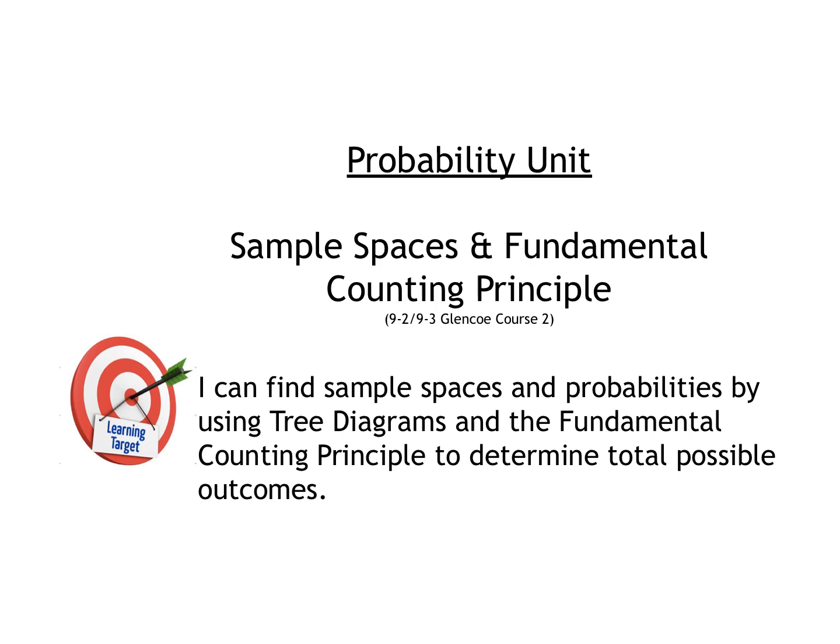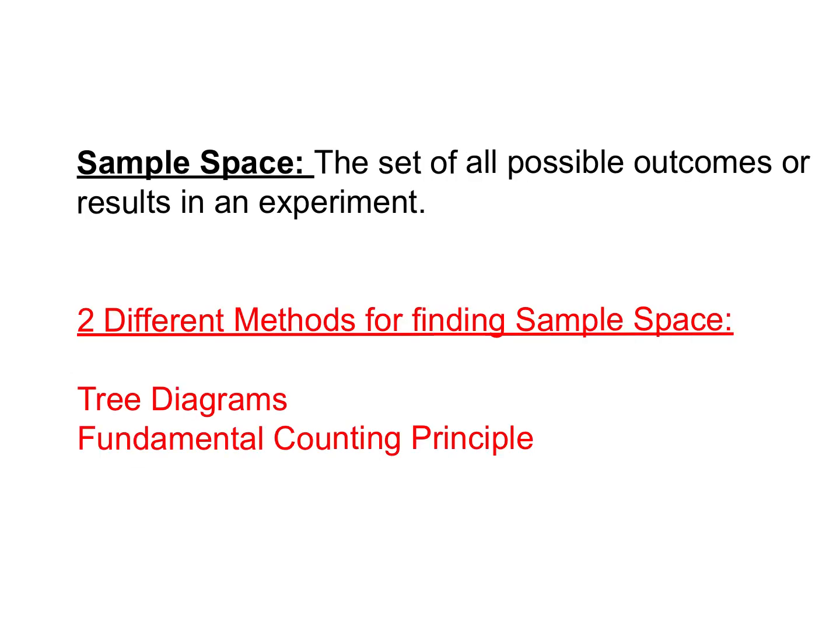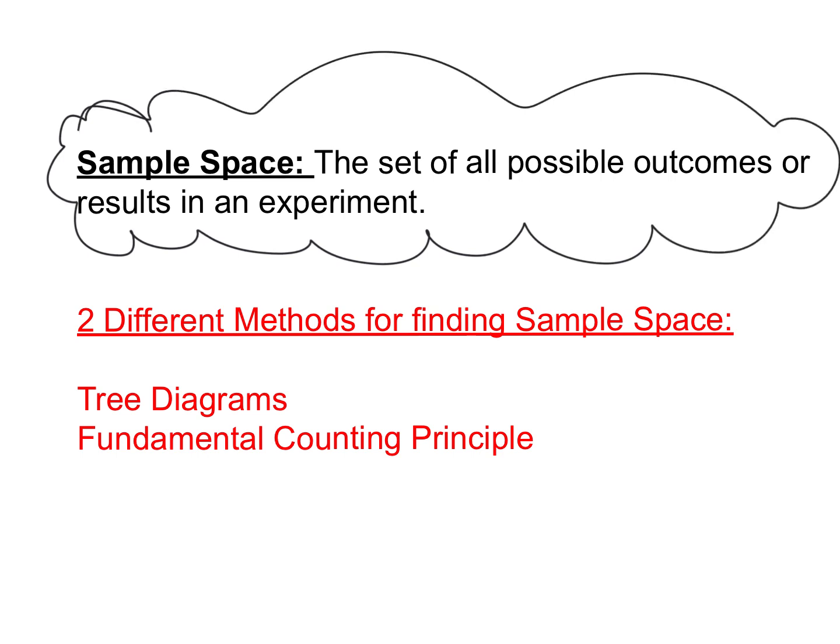Hello, continuing on in our probability unit. This lesson is on sample spaces and the fundamental counting principle. Sample space is the set of all possible outcomes or results in an experiment. So last lesson was a simple event, one event happening with one outcome. This is all possible outcomes.